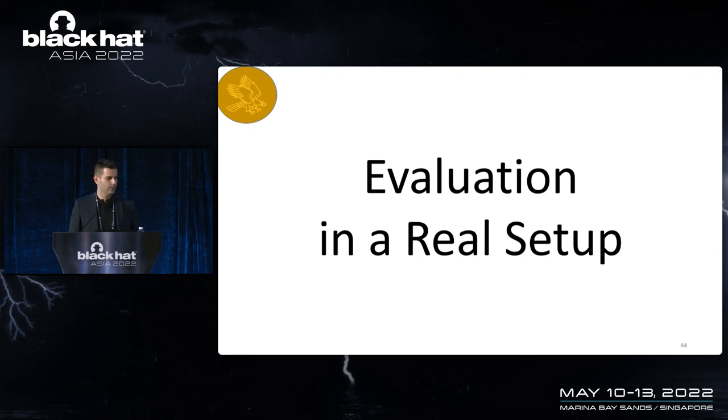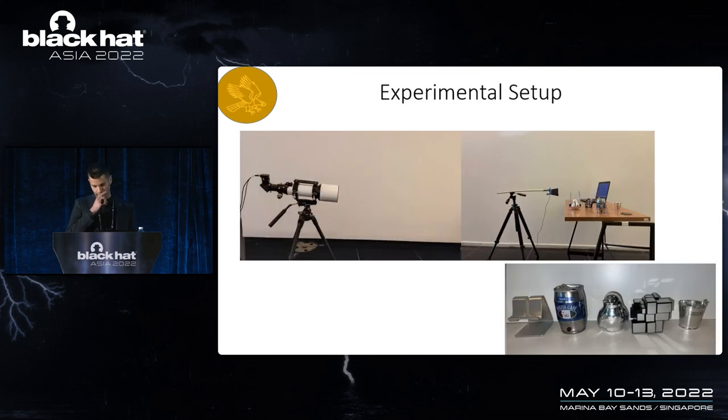Okay, now let's go and see the evaluation. First of all, I want to show you the experimental setup that was used for the next experiments. We actually used the telescope, as you can see on the left side. Again, we mounted a photodiode to the telescope. The telescope was directed to these five objects that you can see at the bottom of the screen. There is a smartphone stand, an empty beverage can, two desktop ornaments, and a shiny Rubik's Cube.